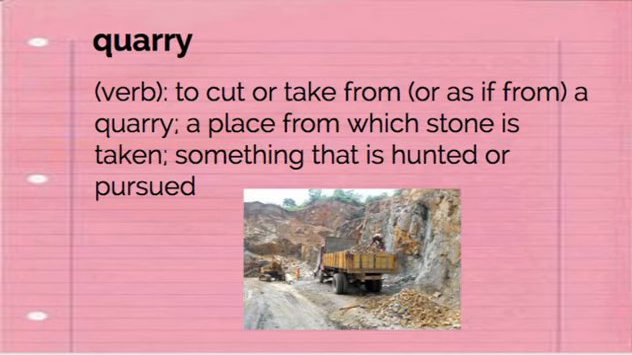Quarry is a verb, and it means to cut or take from. A quarry is a place from which stone is taken, or it can be a noun meaning something that is hunted or pursued. So here we've got an example of quarrying, taking stones out of a quarry, right? So digging for minerals. But we could also call a quarry like a deer that is being hunted or something that you're hunting for.